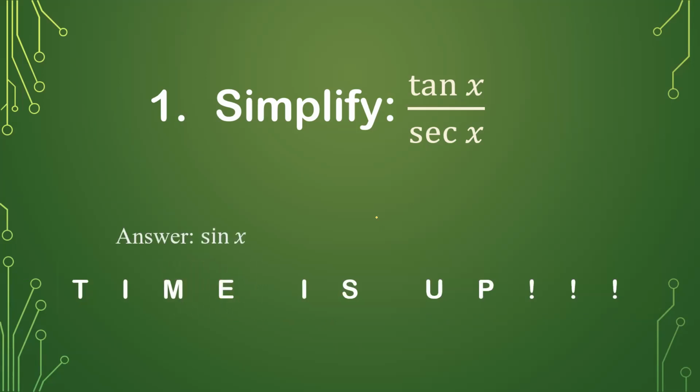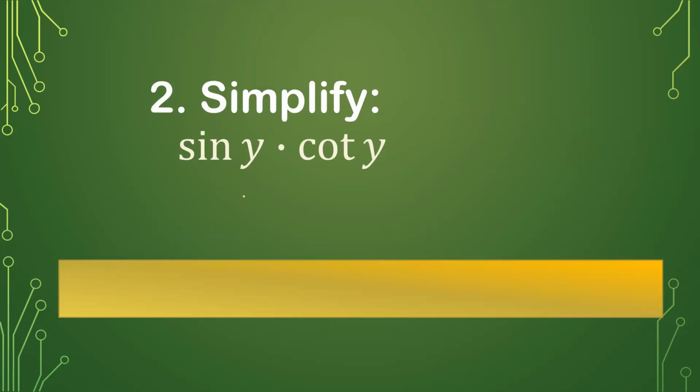I-pass forward na natin and the answer is sin x. Again, you can always pause the video if you want to have more time answering. Okay? Why is that? Kasi this will be sin x over cosine x. Denominator is 1 over cosine x. And the cosine x cancel out. So ang natira na lang is sin x. Okay, let's go to question number 2.